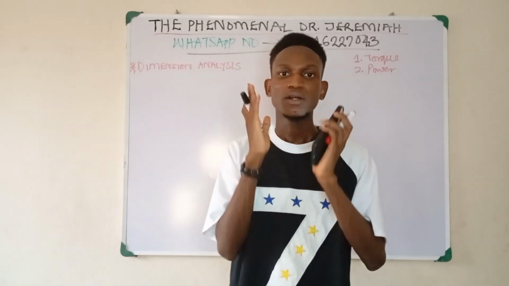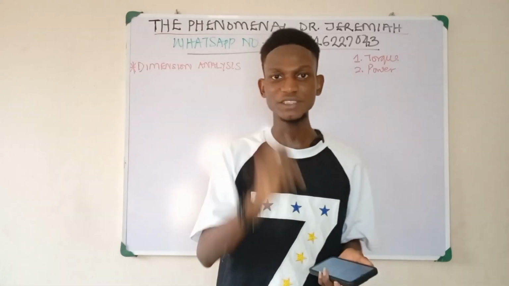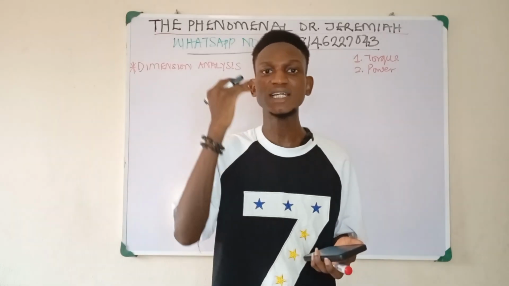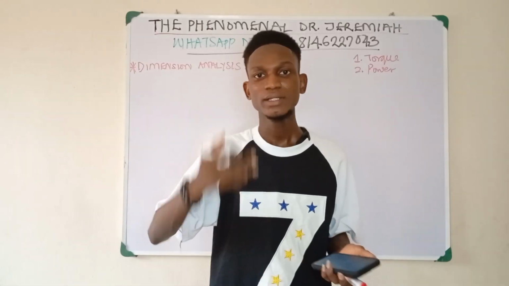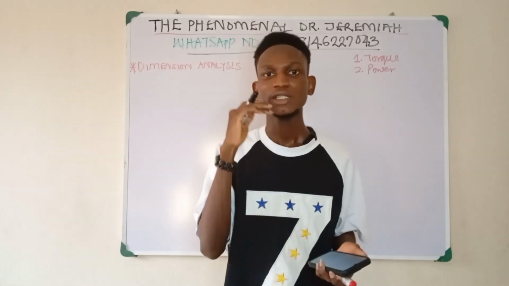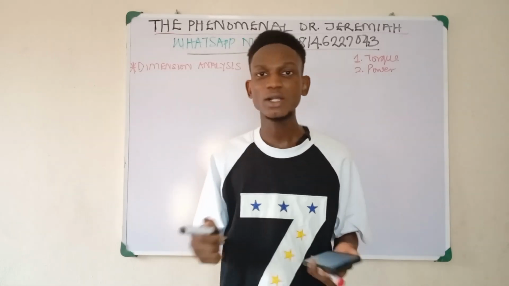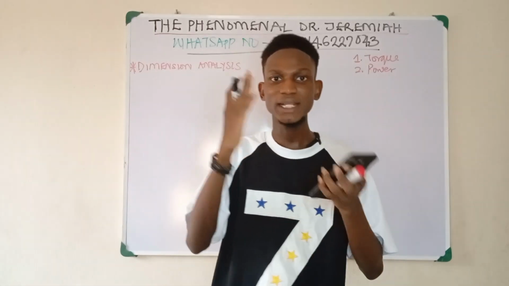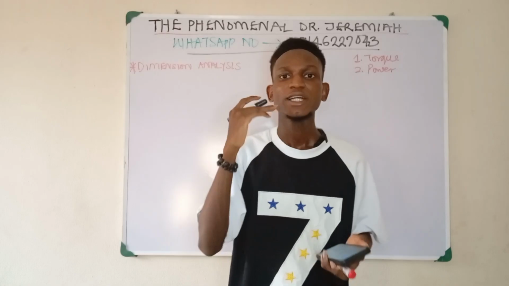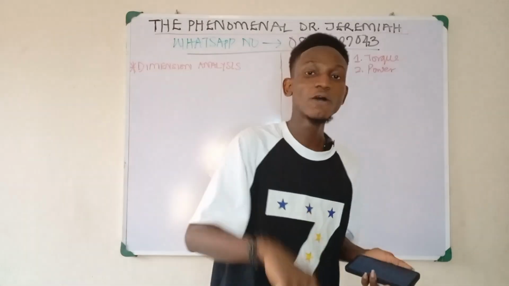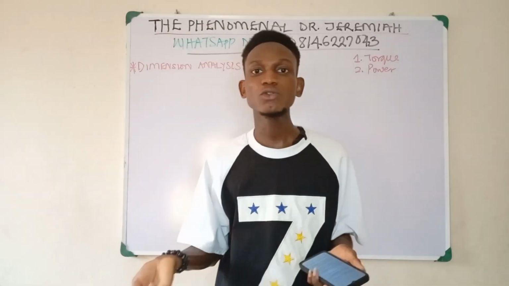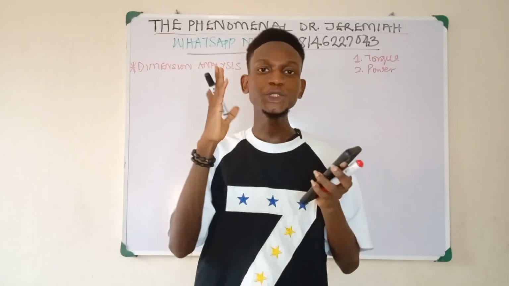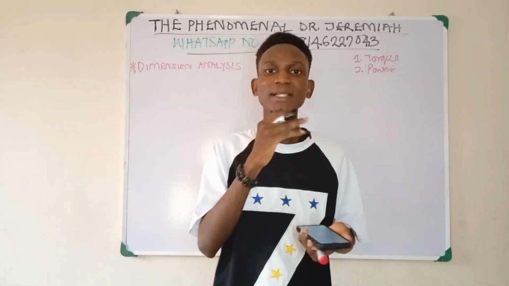But just take note that there are 7 fundamental quantities in physics and 7 fundamental units. The 7 fundamental quantities are length, mass, time, temperature, amount of substance, luminous intensity, and electric current. And their units: we have meter for length, kilogram for mass, candela for luminous intensity, Kelvin for temperature, moles for amount of substance, amperes for electric current. So these are the units of the fundamental quantities. Please take note of them.